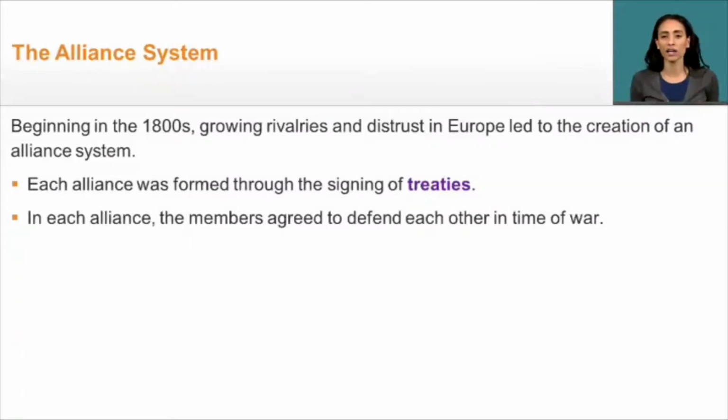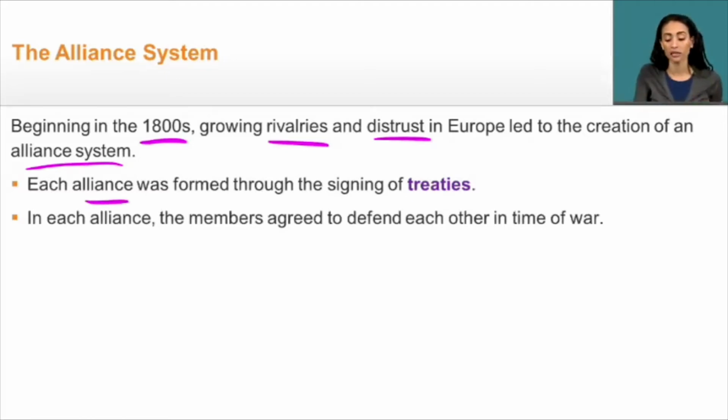Let's begin by talking about the alliance system that's eventually going to lead to the start of World War I. This actually goes all the way back to the 1800s, when growing rivalries and general distrust in Europe led to the creation of an alliance system. Each alliance was formed through the signing of treaties, written documents that detail all the responsibilities the parties involved have toward one another.